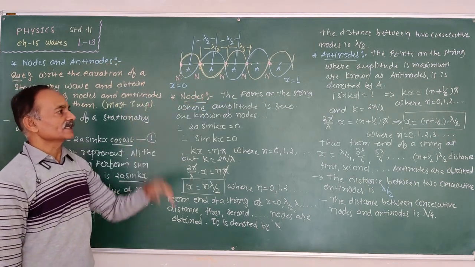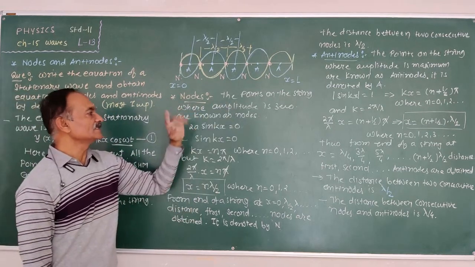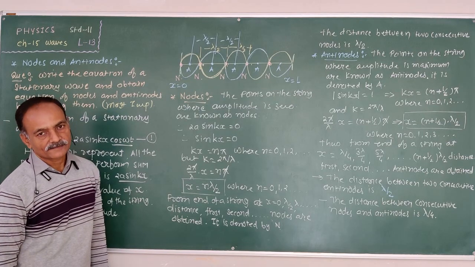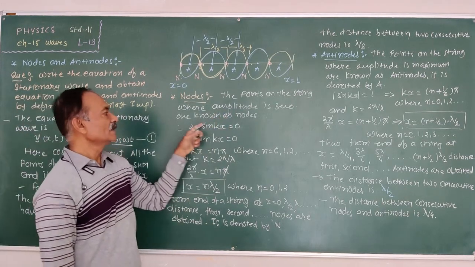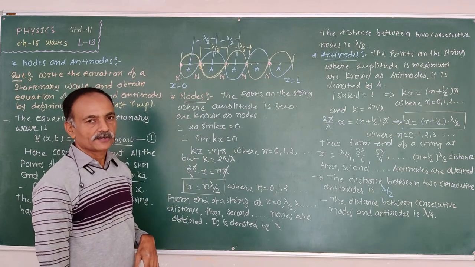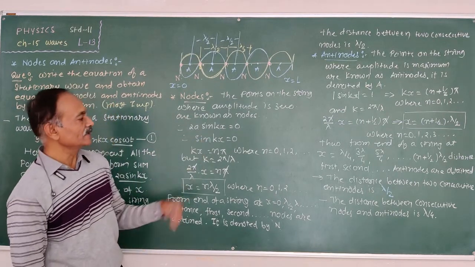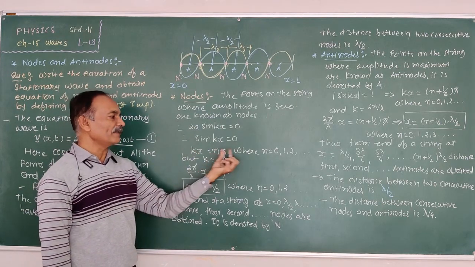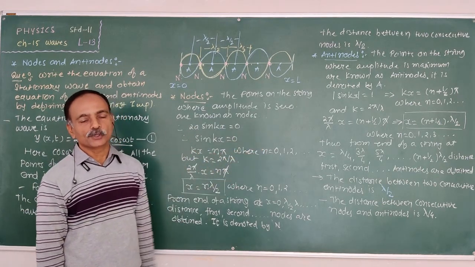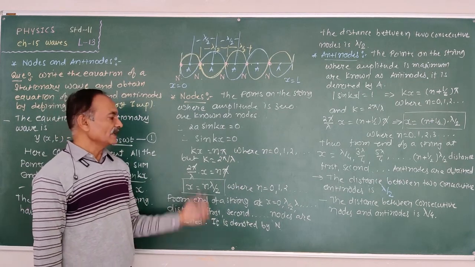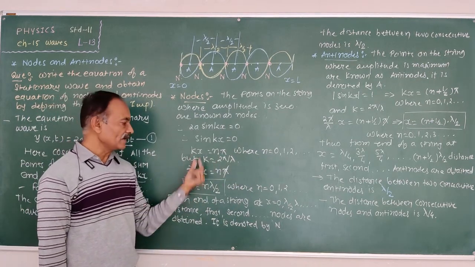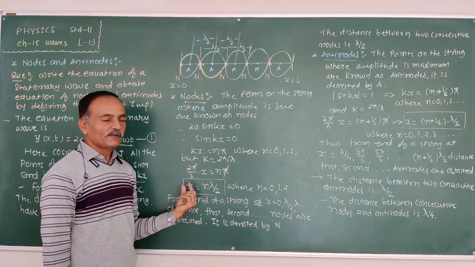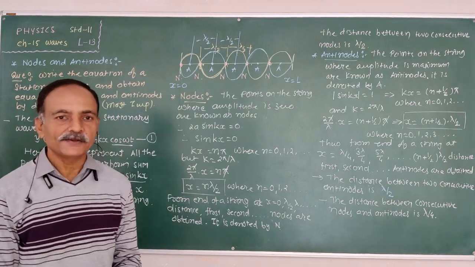The points on the string where the amplitude is 0 are known as the nodes. It is denoted by capital N. To obtain the equation of the node, 2a sin kx is equal to 0. Therefore, sin kx is equal to 0. Therefore, kx is equal to n pi, where the value of n is 0, 1, 2, and so on. But k is equal to 2 pi upon lambda. Therefore, 2 pi upon lambda into x is equal to n pi. Pi cancels. Therefore, x is equal to n lambda by 2.